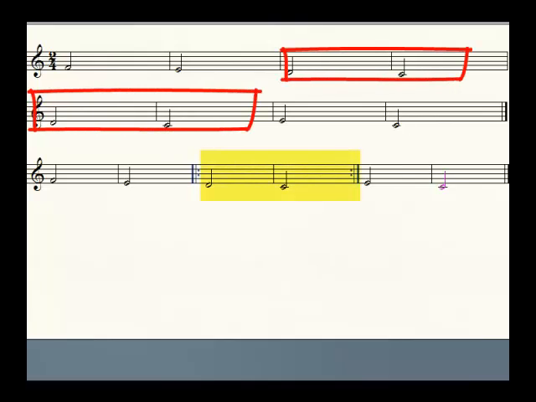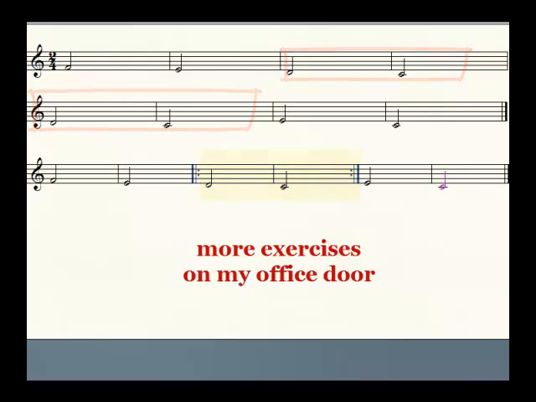If you would like to try out these examples again on your own without the answer given, they are printed out and they are in the yellow envelope outside of my office.